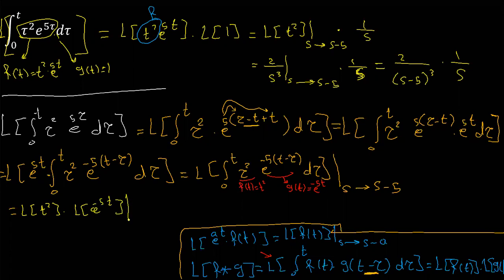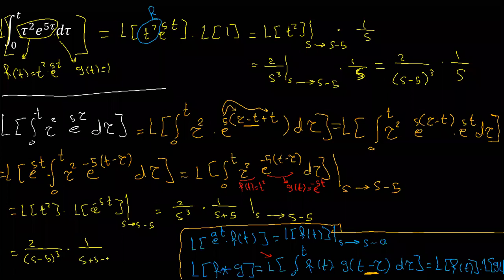And I need to shift all of them, s into s minus 5, equal 2 over s to the power 3 times 1 over s plus 5. And I'm going to shift my s into s minus 5. Replace it now, please. So equal 2 divided by s minus 5 all to the power 3 times 1 over s plus 5 and minus 5. You can cancel out this 5, this minus with this plus. So you have the same answer.